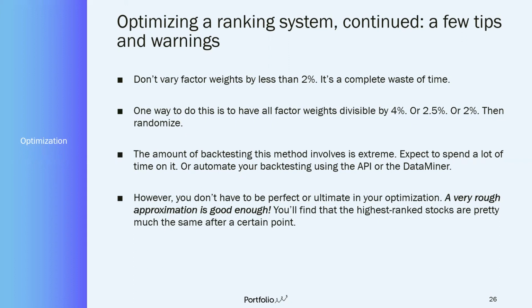The amount of backtesting this method involves is extreme. Expect to spend a lot of time on it because you're testing all these different iterations of ranking systems on 5 different universes. So, if you have 30 different variations of a ranking system, that's 150 backtests. It's time consuming. So just expect to spend a lot of time on it, or you can automate your backtesting using the API or the data mine.